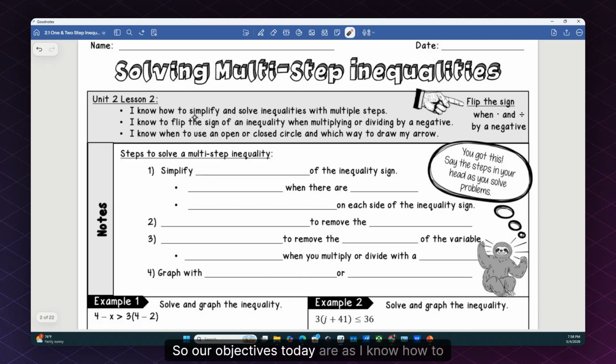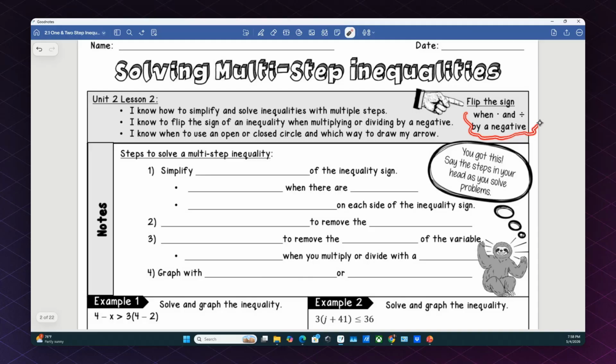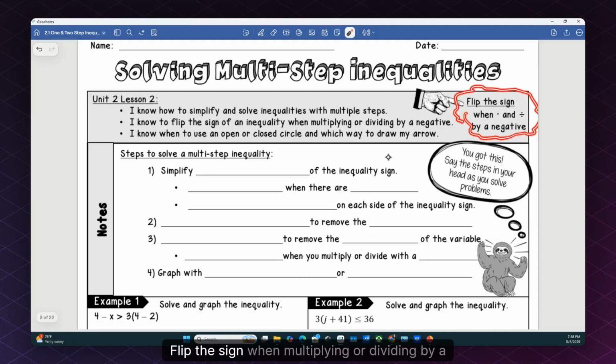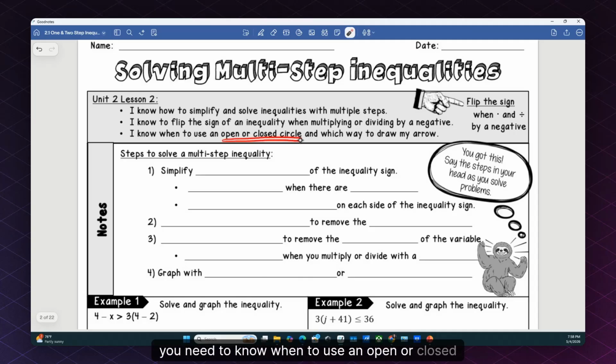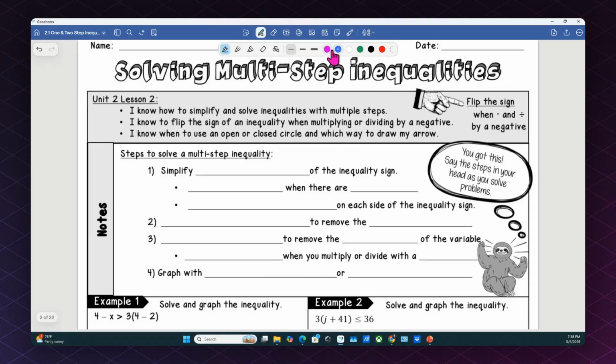So our objectives today are, as I know how to simplify and solve inequalities with multiple steps. Again, realizing you need to flip the sign of the inequality when multiplying or dividing by a negative. And I even gave you a little thing over here to remember, flip the sign when multiplying or dividing by a negative. And then when it's time to graph, you need to know when to use an open or closed circle and which way to draw the arrow. Alrighty, so let's get to it. Let's write down these notes.